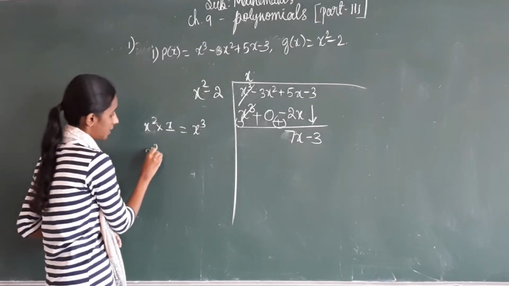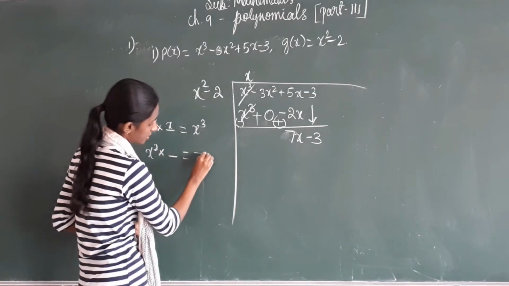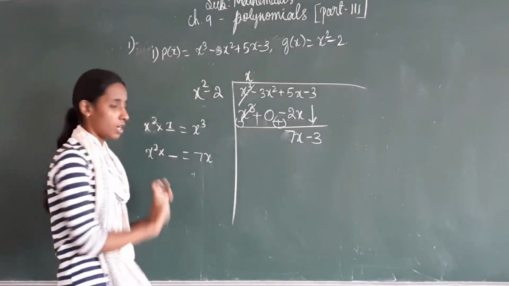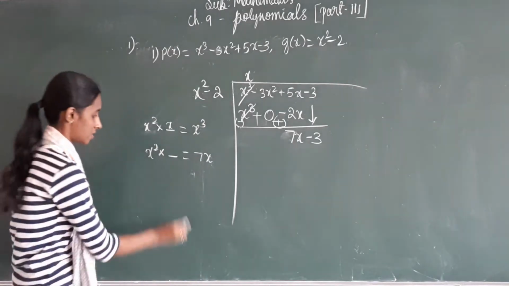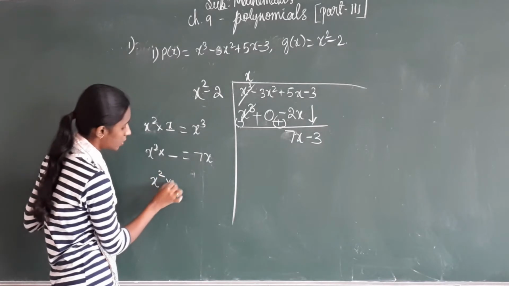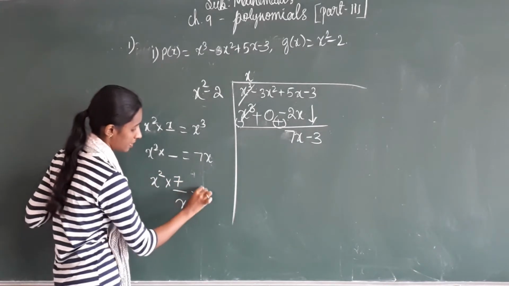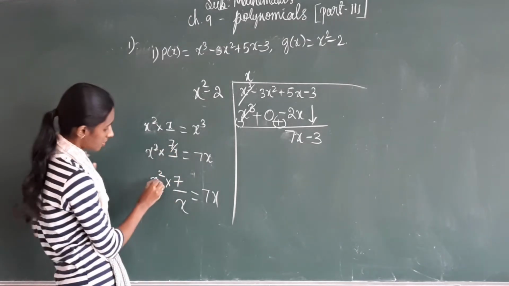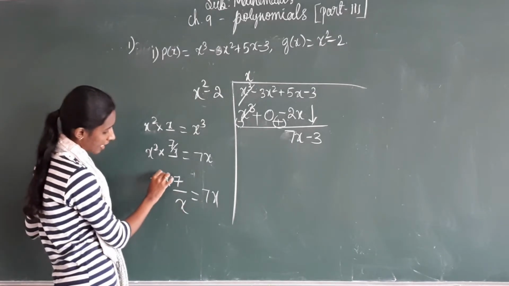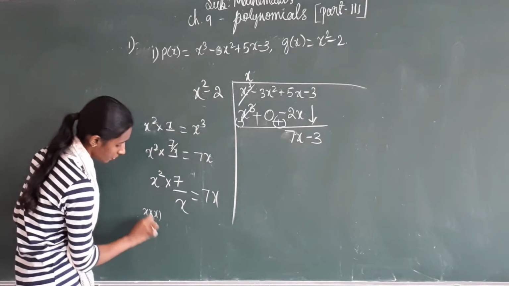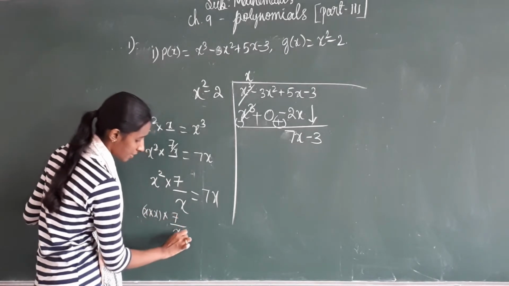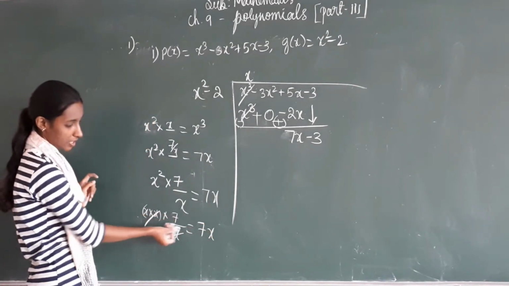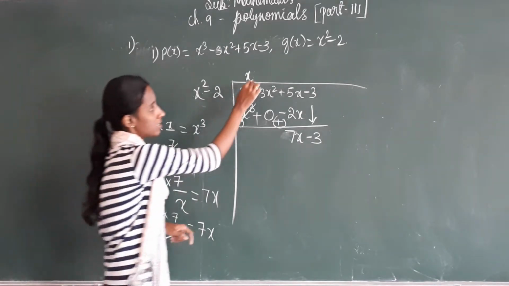See, next, x square into something should give you 7x. So what will give 7x? Here you have x square, here you have 7x. If you observe, x square into 7 by x is 7x. See, I write here 7 by x. Okay, because if you see, x square is x into x, right? So I take 7 by x, then you should get 7x. See, x gets cancelled. 7 into x is 7x. You have got it. So here I take 7 by x.